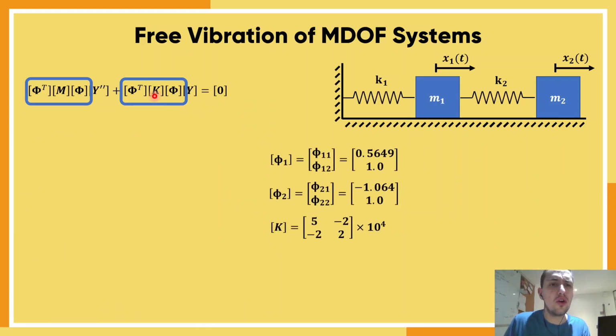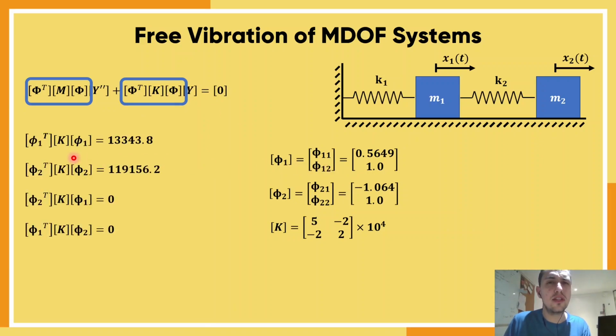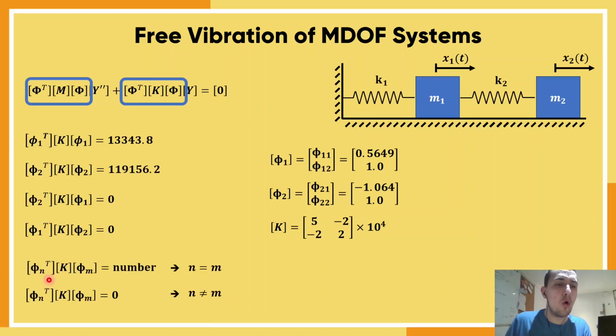If we now try to solve for this second term, phi transpose K phi, we're going to see that it follows the same properties. If it's a mode times K times another mode, it only gives you a number if the modes are the same. And if the modes are different, you get 0. These are quite important properties of our modes of vibration.